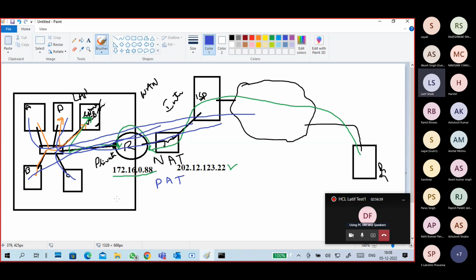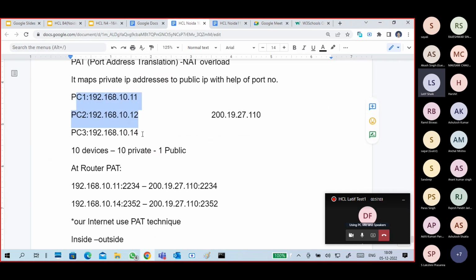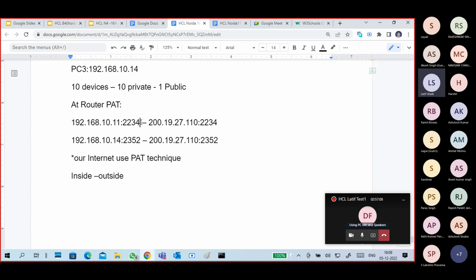What is PAT? You have private IP, private IP, private IP, and only one public IP. Using a port technique, we translate the addresses, meaning one single public IP address and multiple private IP addresses. For example, I have 3 PCs. All these PCs have a private IP, but only one public. Using a port technique like this, by port mapping, we are able to communicate.